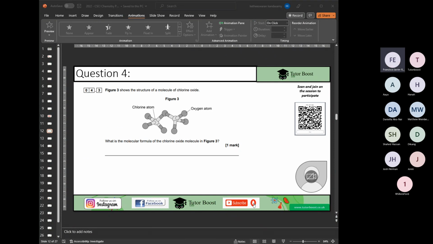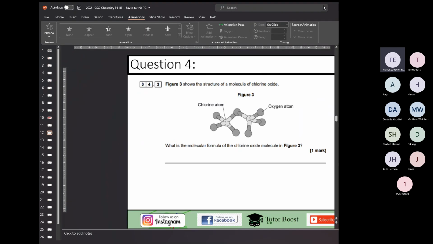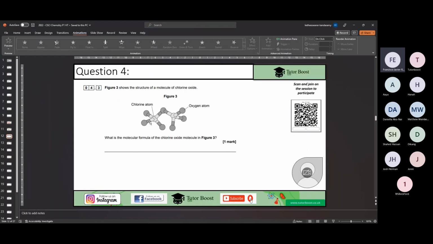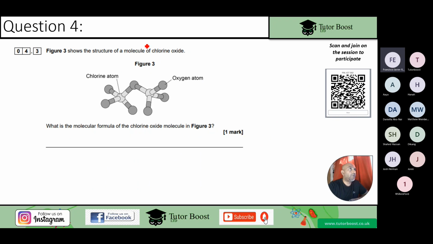Yeah, you can. So how do you work out the molecular formula? Now, here, as you can see, what they have given you is the structure of a molecule. So this is what you call a structural formula. That's chlorine, and this is oxygen. So all of these are oxygen atoms, and you have chlorine as well. The molecular formula tells you the type of atoms that it is made up of. So you have chlorine and oxygen, and it also tells you the number of atoms found in each molecule.